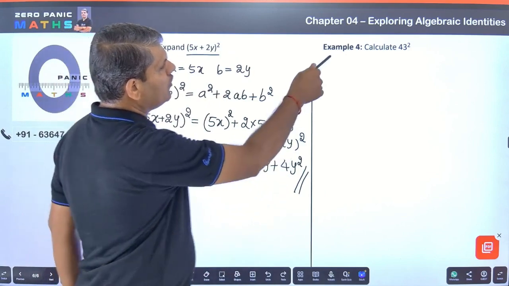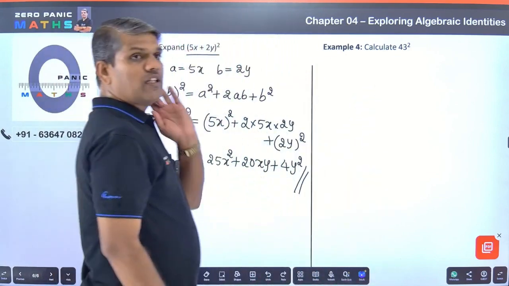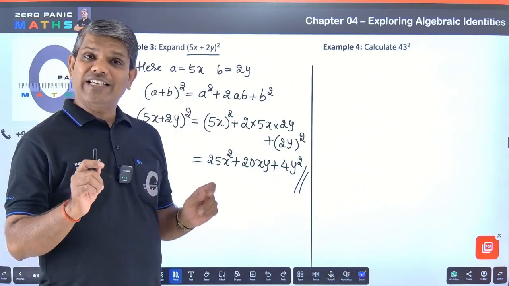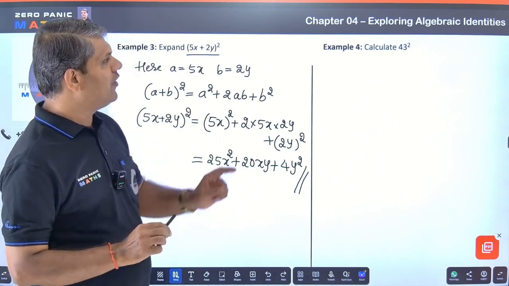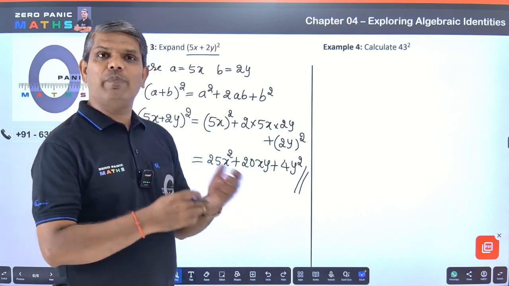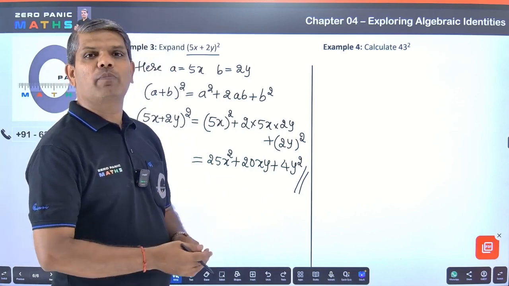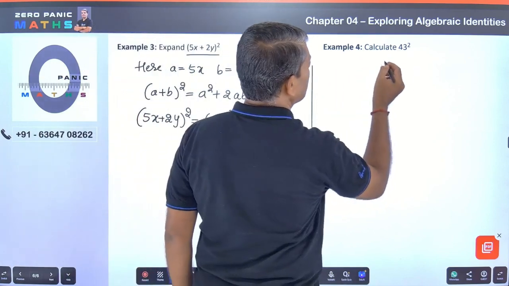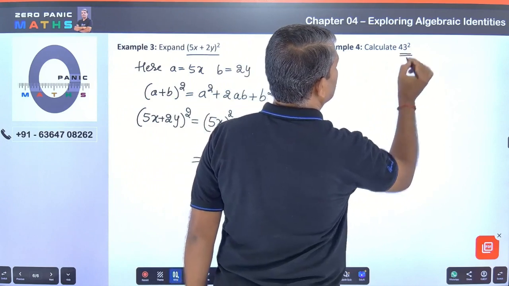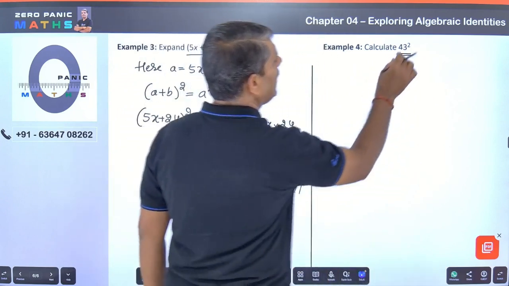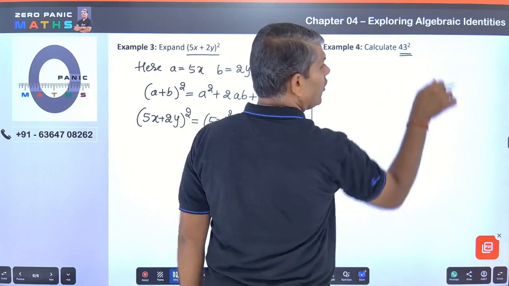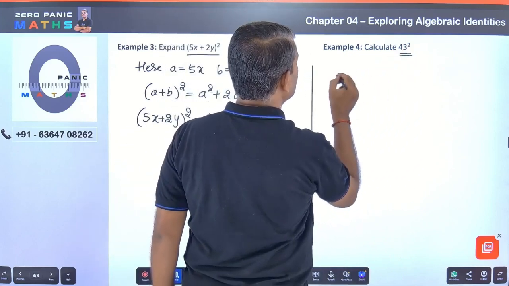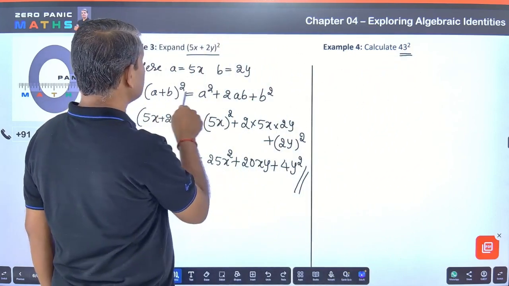Okay, let us do it for 43 square. Now this is a constant and the square of that constant. As I told in the introduction section itself, these algebraic identities help us in solving some complicated algebraic problems also. One of those is that I want to calculate 43 whole square. Instead of directly calculating 43 whole square as 43 multiplied by 43, let us resolve this by using the algebraic identity.